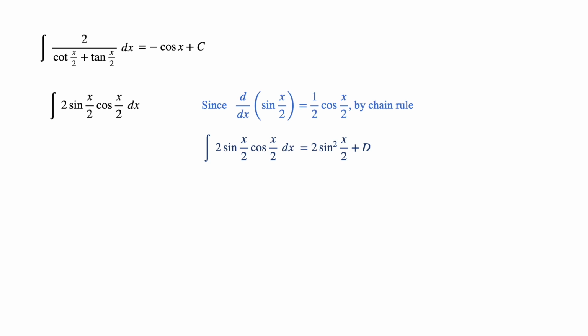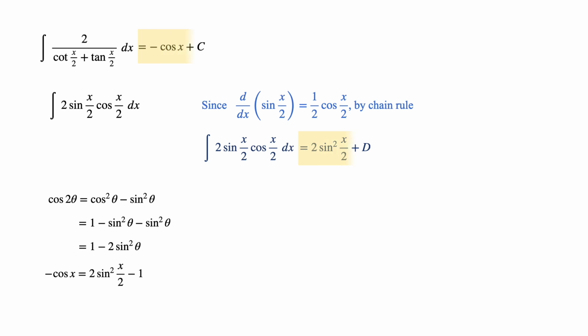How come the function can have two different integrals? Recall the double angle formula for cosine 2 theta. We see that it is identical to 1 minus 2 sine squared theta. So we can deduce that negative cosine x is equal to 2 sine squared x over 2 minus 1.